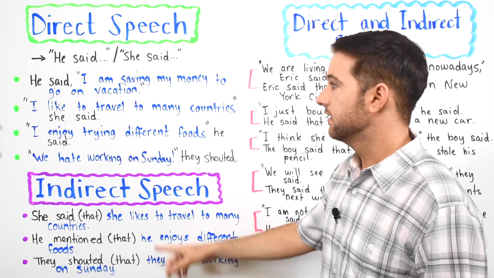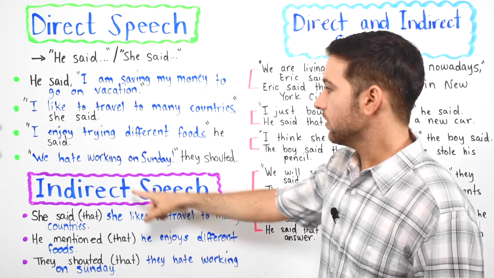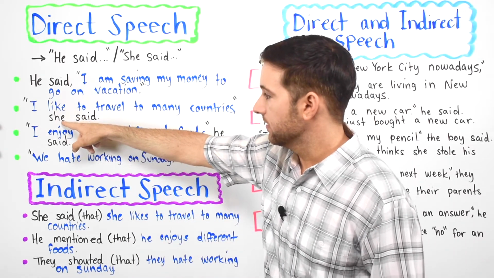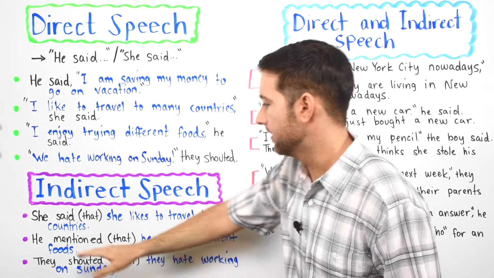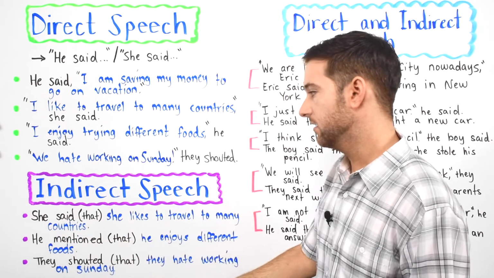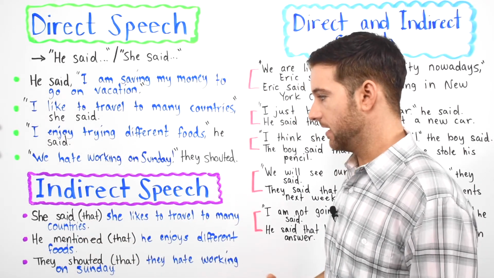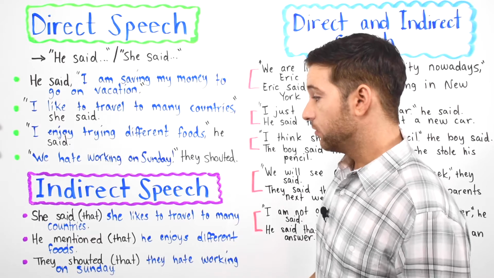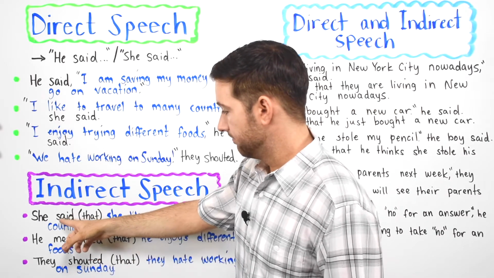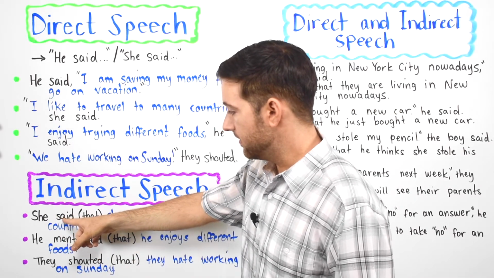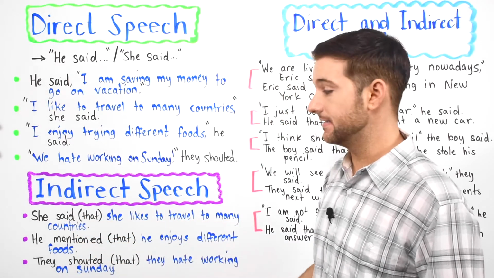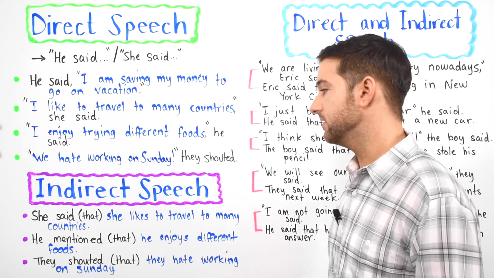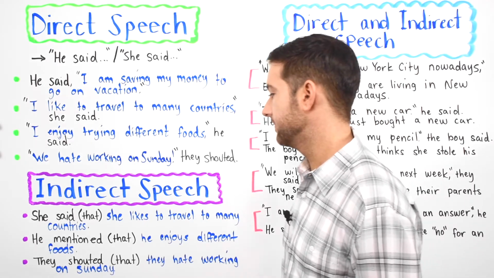You see? Now, in this case, we're talking about this girl here. I like to travel to many countries, she said. But here it says she said, okay? It's reported. You're talking about what she said. And we're also talking about it in the past, because said is the past form of the verb to say. We say said. I said, you said, she said, he said, we said, they said.